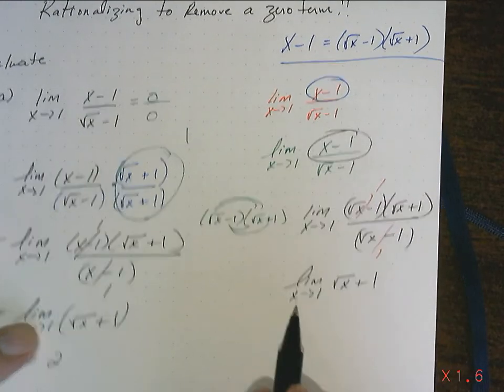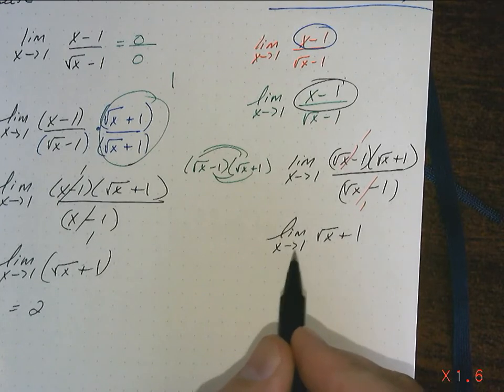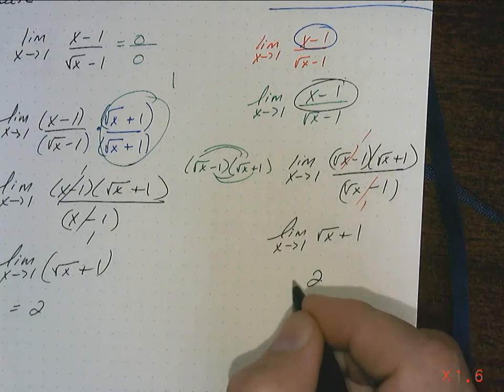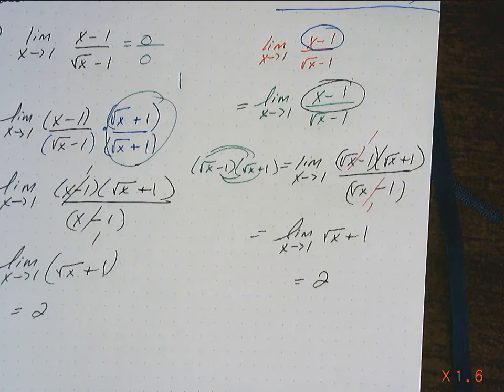Start the limit. X is starting to move towards 1. So as x moves towards 1, it's the square root of 1 plus 1, which is 2. Isn't that grand? I think I'm going to stop the video there and just see how things are going.